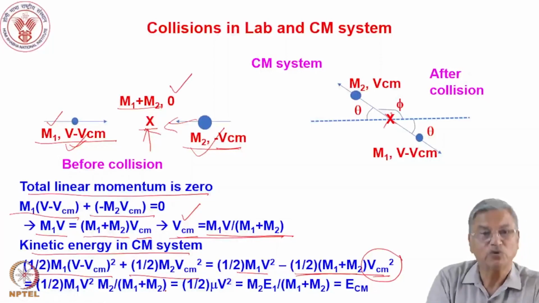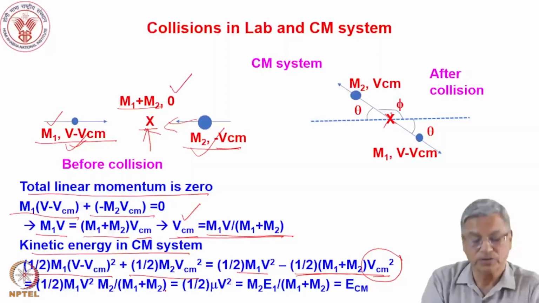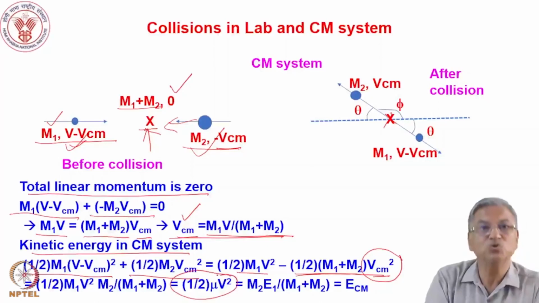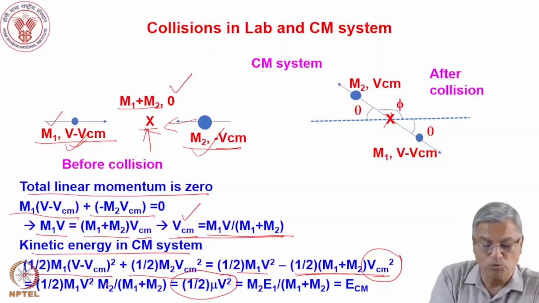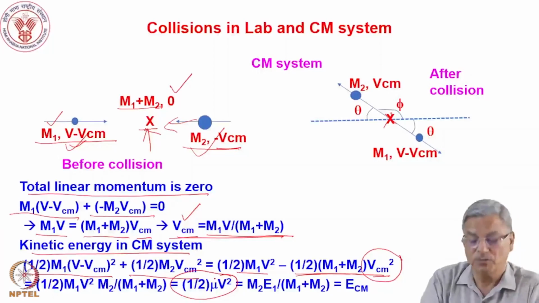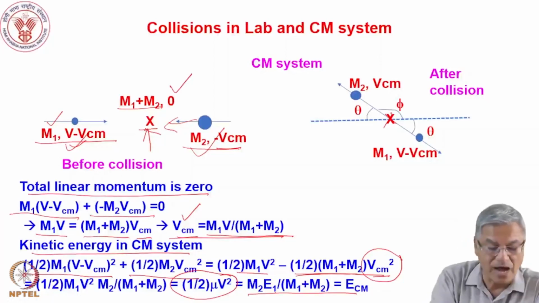This is the mass of the target upon mass of projectile plus target. This can also be written in terms of reduced mass of the system. m1 m2 upon m1 plus m2 is mu, the reduced mass, but let's not bother about it. We can write it in terms of m2 upon m1 plus m2 into E1, where E1 is half m1 V square.